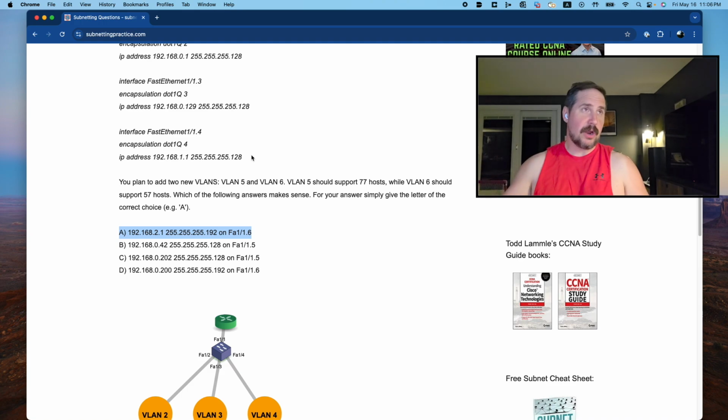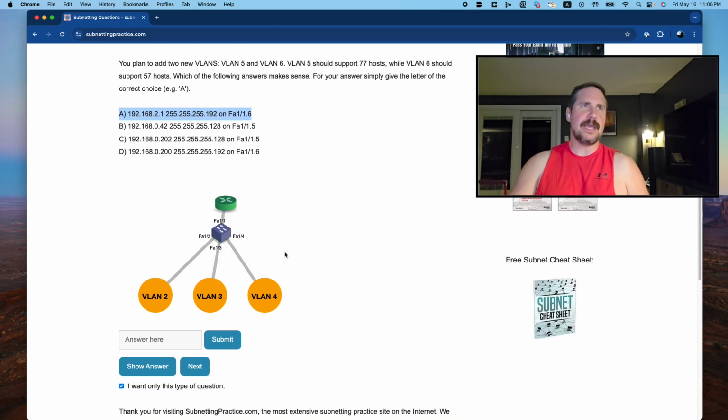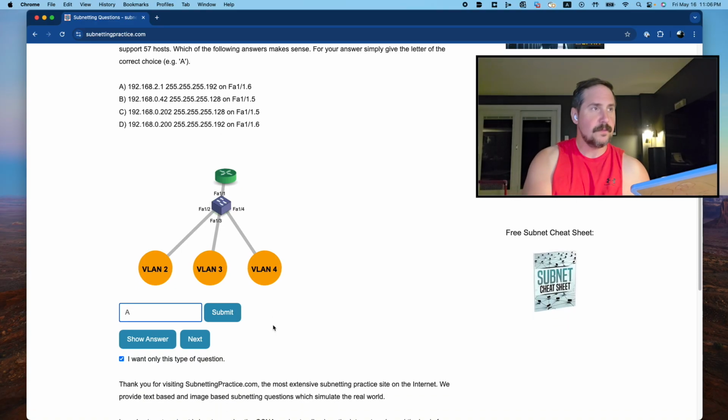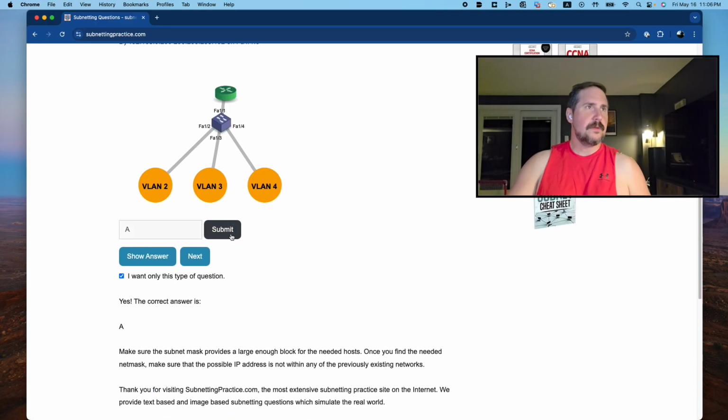There are still another 128 hosts remaining. We might presume that 5 took those up for that subnet, and now we've moved on to the first 64 hosts of the next subnet, 192.168.2 network address. So I'm going to go ahead and go with A again. I think that makes the most sense. Let's see if I'm correct. Submit. Yes, so that's the correct answer.